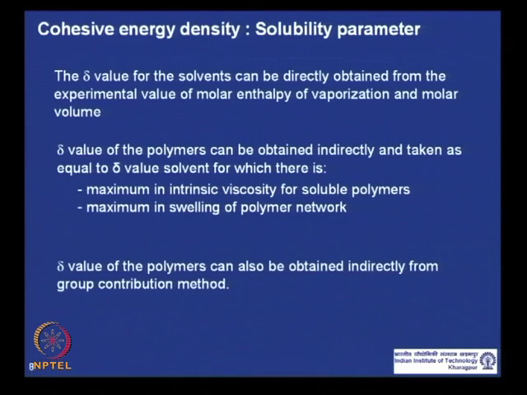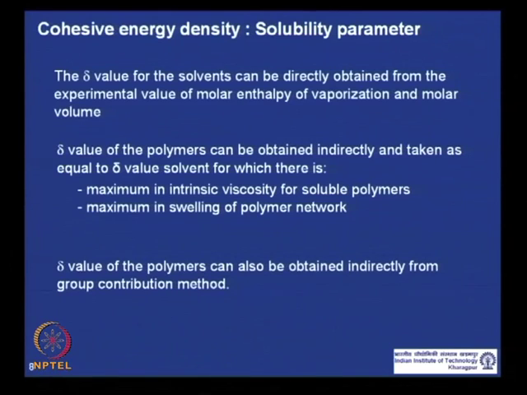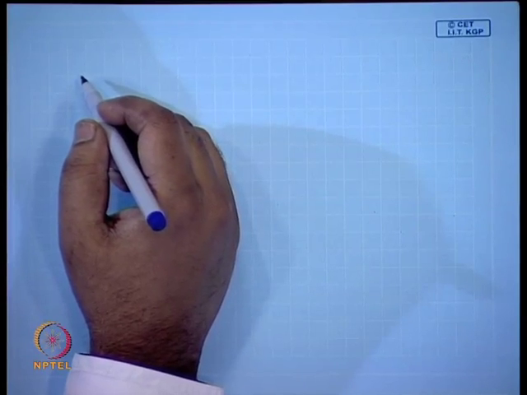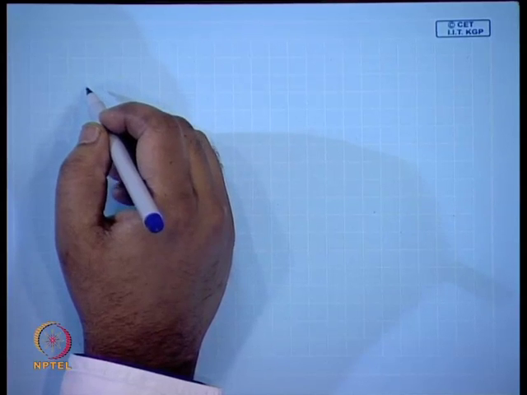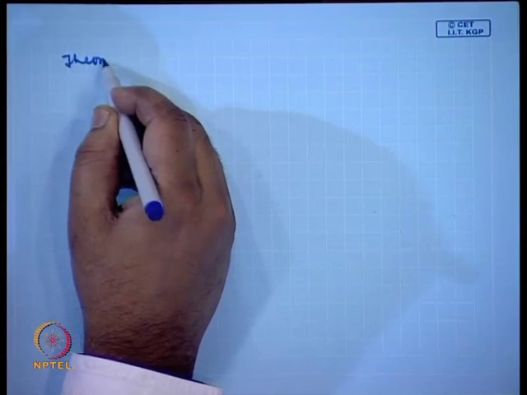The solubility parameter of polymers can also be indirectly obtained from the group contribution method. As you know, group contribution methods are utilized to find out theoretically the values for several other properties of polymers, and this solubility parameter also can be obtained by group contribution method, and this is how it is done. This is done theoretically.